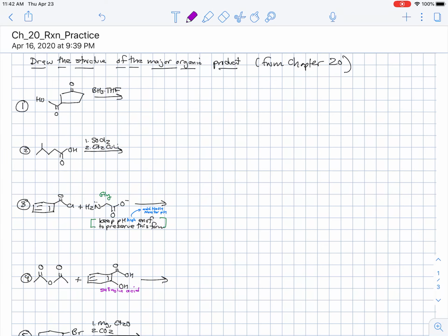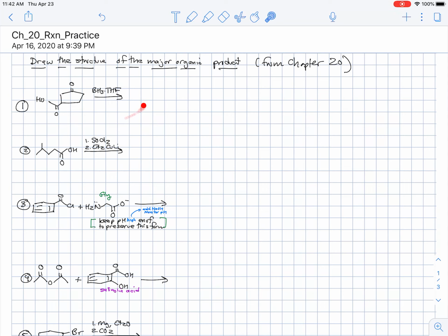Here we're writing the reaction products for a series of reactions from chapter 20 of the Klein text. Included in these reactions are going to be a couple that you may have seen in previous labs or you will be seeing in labs in the short future, labs such as it is at the moment.